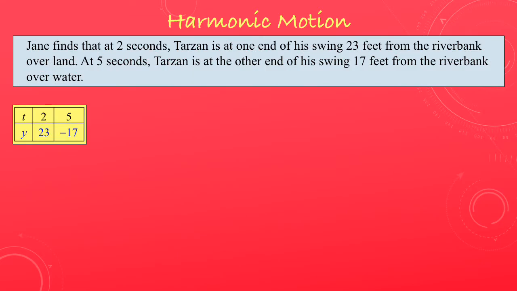Continuing, Jane finds that at 2 seconds, Tarzan is at one end of his swing 23 feet from the riverbank over land, and at 5 seconds, Tarzan is at the other end of his swing 17 feet from the riverbank over water. We set up a table with values of t and y, and we have 2 points. We know that positive values of y is when Tarzan is over land, negative values when he is over water. So we have the points (2, 23) and (5, negative 17).